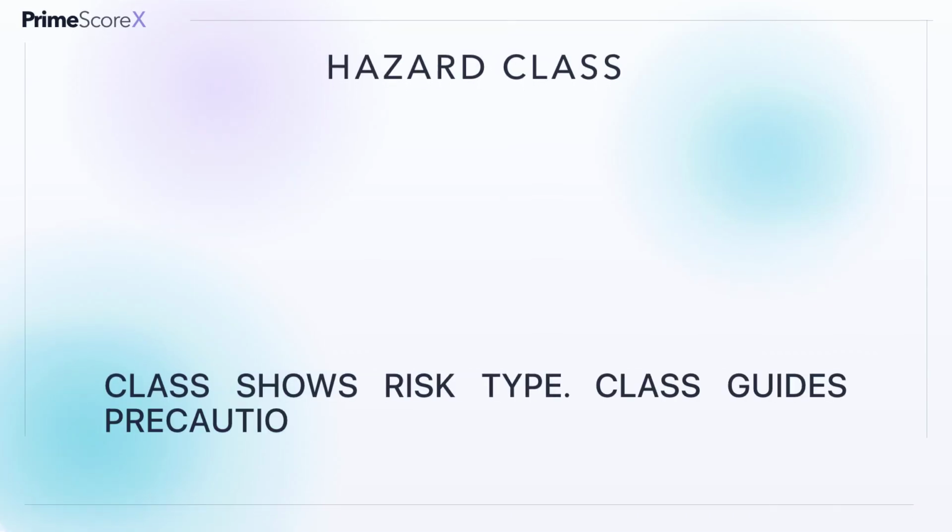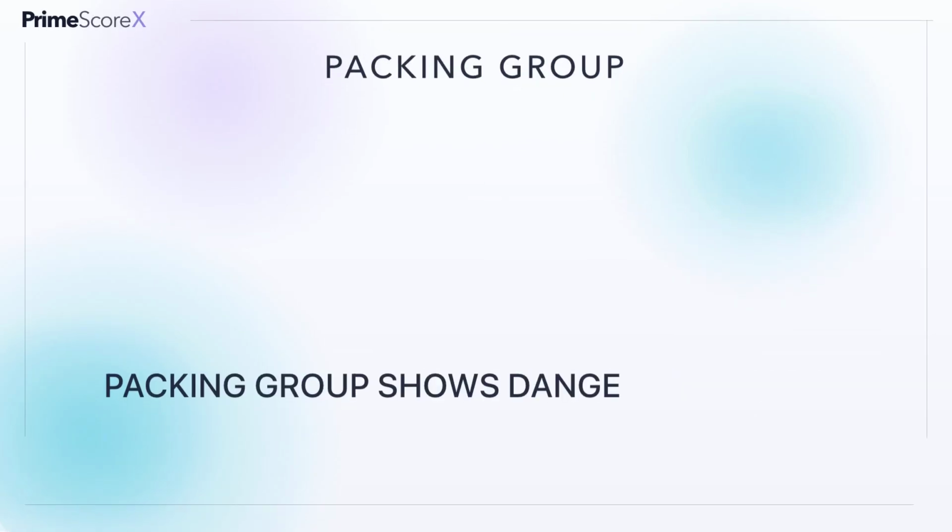The hazard class or division tells the main type of danger. It helps determine labels, placards, handling precautions, and emergency response logic. A driver should understand that the class is not decoration. It is part of the safety system that lets everyone know what type of hazard is present.